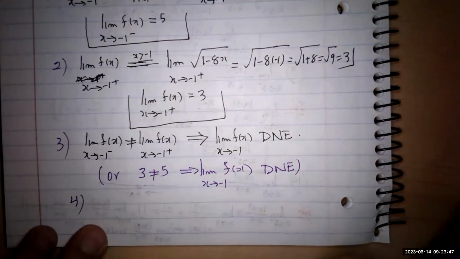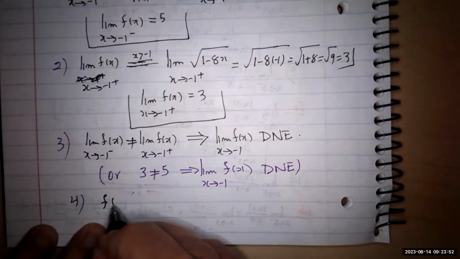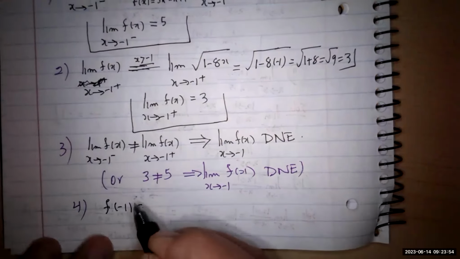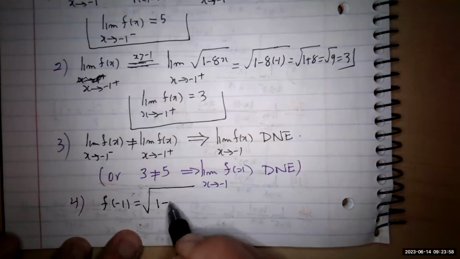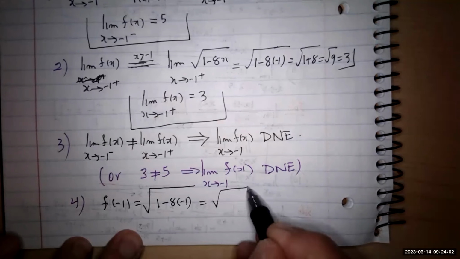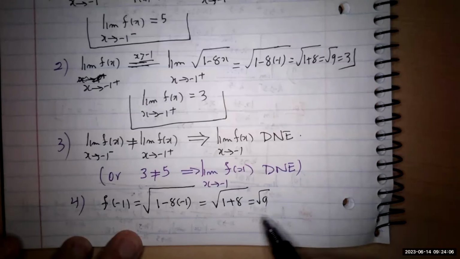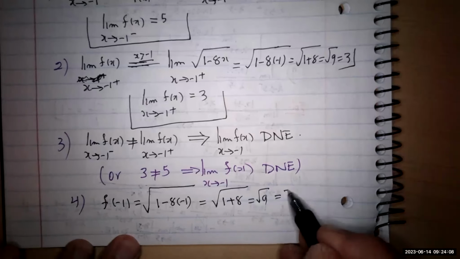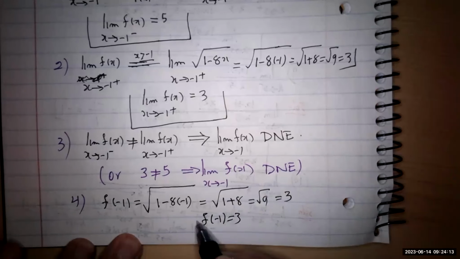Part 4, you want to find f of -1. Do you have x equal to -1? Yes, we have it from the second part. So the substitution here is going to be 1 minus 8 times -1. We already did this one. That gives us 1 plus 8 radical 9, and radical 9 is equal to 3. So f of -1 is equal to 3.